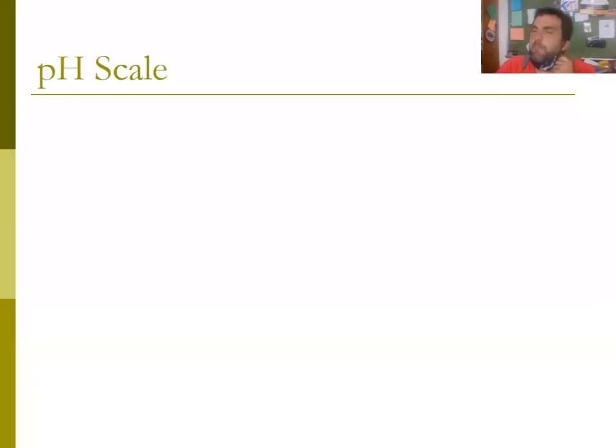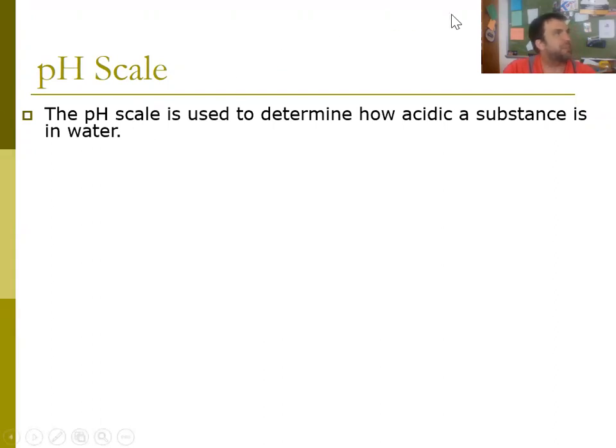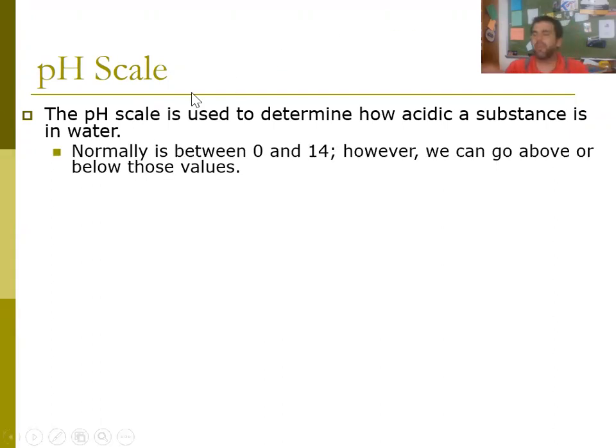And today we're going to talk about the pH scale. The pH scale is used to determine how acidic a solution is in water. Normally the pH scale ranges from 0 to 14. However, as you'll learn with some problems in the next week or two, the pH scale can be outside of that range. When we talk about it, it's from 0 to 14, but things based on the concentration can fall outside of that scale.